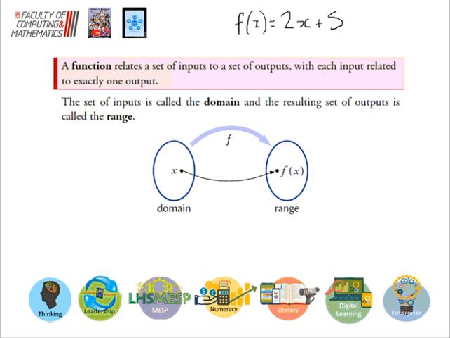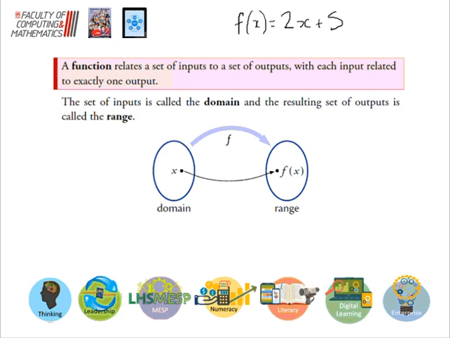Now the domain is all the possibilities that can go into that function. So there we can put anything in at all. So that domain would just be the real numbers there. The domain for that function f of x would be all of the real numbers. Anything can go in. Similarly, anything can come out of that. The range there is all the numbers and all the things that can come out. So that would be the real numbers as well.